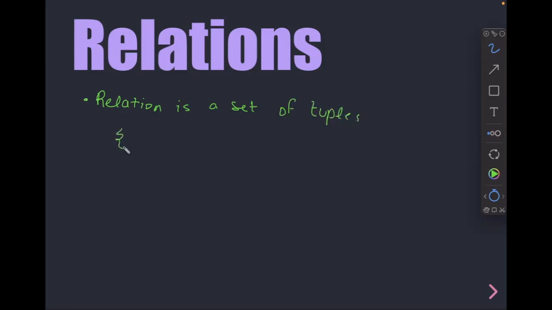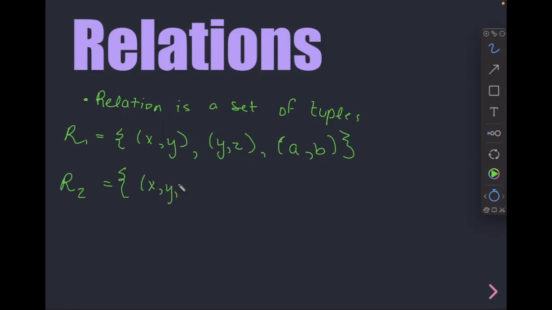So, it could look something like (x, y), (y, z), (a, b). And this is an example where it's all tuples of size 2, but it also could be a set of tuples of size 3. So this could be one relation, R1. This could be my other relation, R2, a different relation. And this could be like (x, y, z), (a, b, c), and so on.